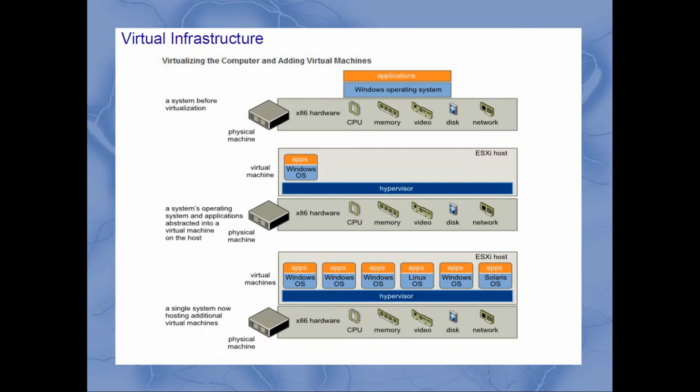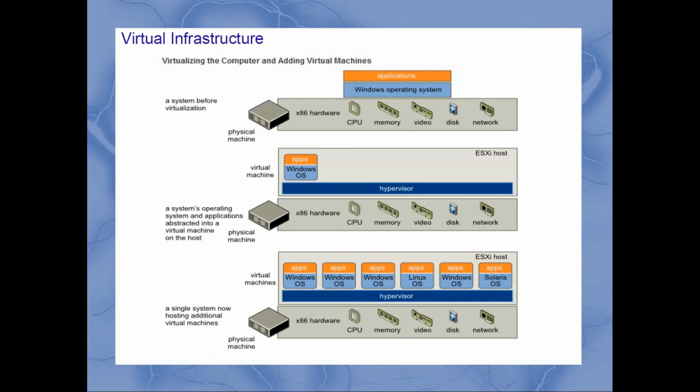In the top picture, we see x86 hardware with the hardware components that we mentioned earlier, and you have a single operating system, Windows shown in this case, and you're running one application or multiple applications. When you start the process of virtualization, we virtualize that server, and it shows up as a single virtual machine running on this ESXi virtualized hardware.